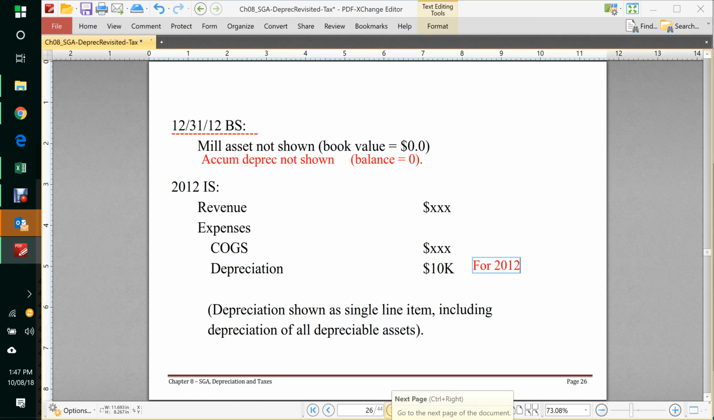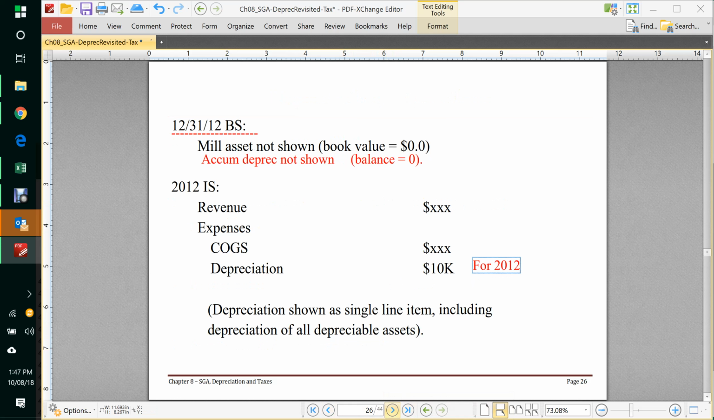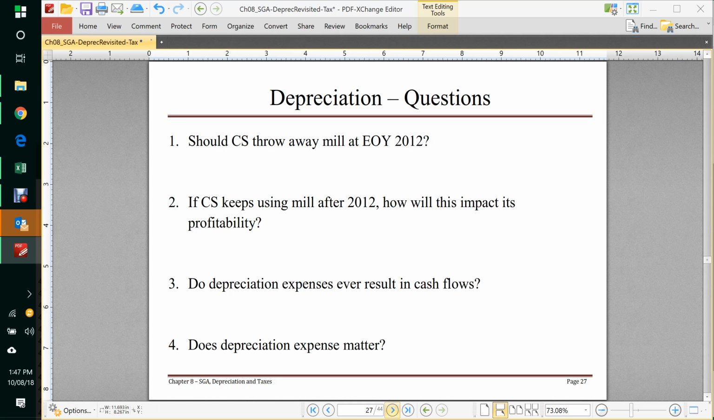Hopefully that's making sense to you, and I think that's a good place to end with the technical stuff. Now let's think about this a little bit. Should Container Space throw away the mill at the end of year 2012? Are the accounting police going to rush in and inspect them and throw them all in jail if they don't throw the mill away? No, of course not. If it's working well, they want to keep the mill.